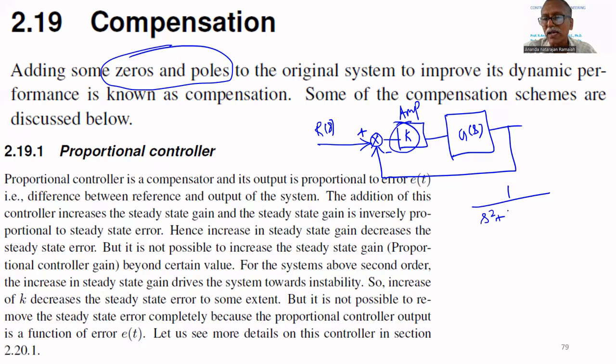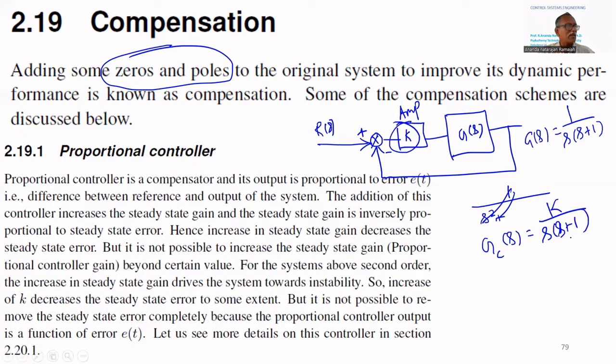Suppose the original system G of S equals 1 upon S multiplied by S plus 1. After adding that K, G of S compensated becomes what? K upon S multiplied by S plus 1. Am I correct or not? What is the closed loop transfer function for this compensated system?